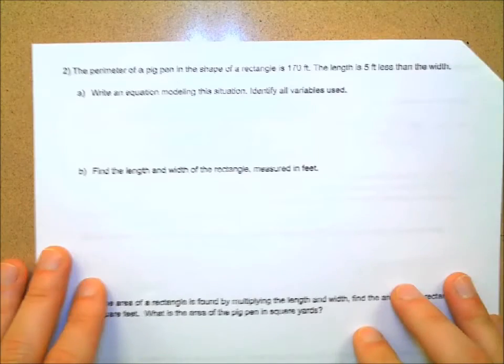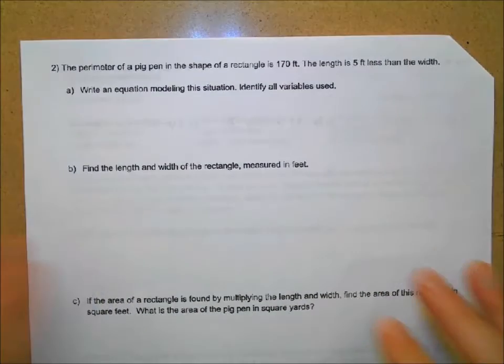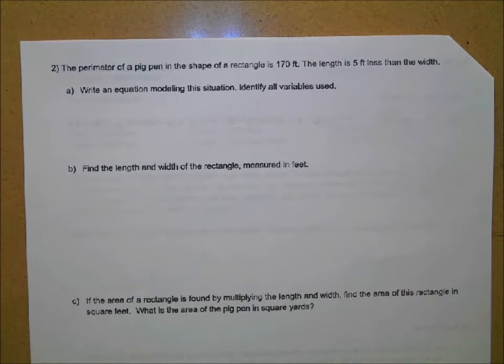Okay, next, the perimeter of a pig pen in the shape of a rectangle is 170 feet. The length is 5 feet less than the width. Okay, so let's go to Tyler C. So Tyler, what's our unknown quantity here? It's kind of hard to tell because there's not a question popping out from it, but we can still figure it out. What's an unknown quantity here?